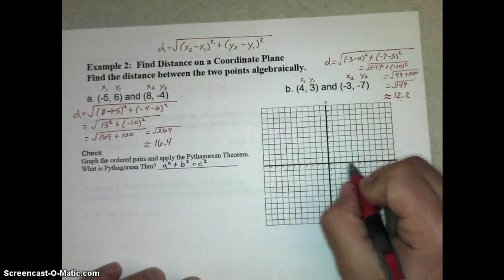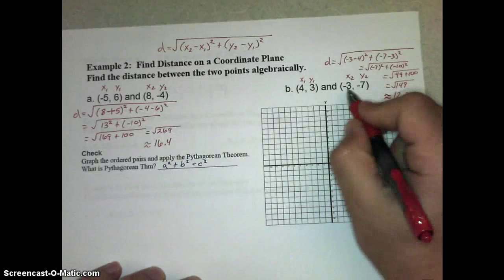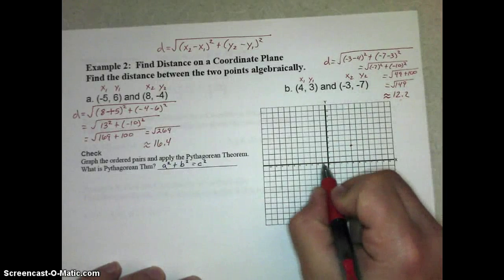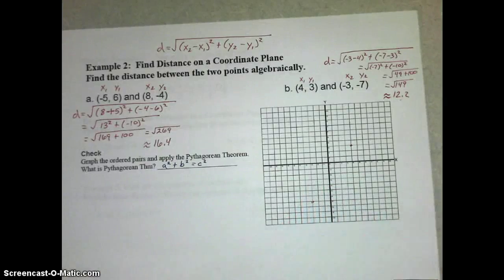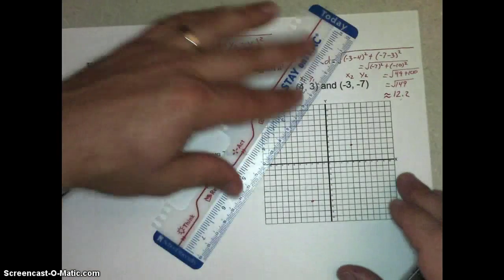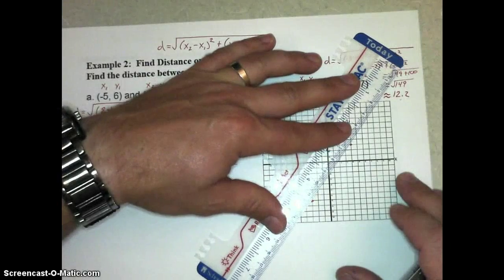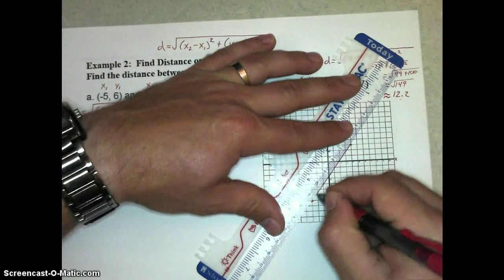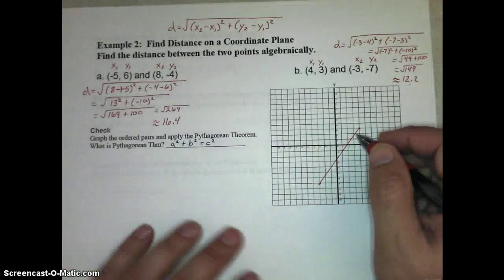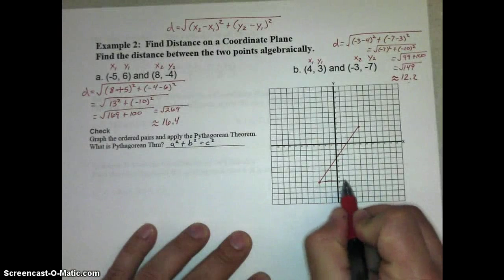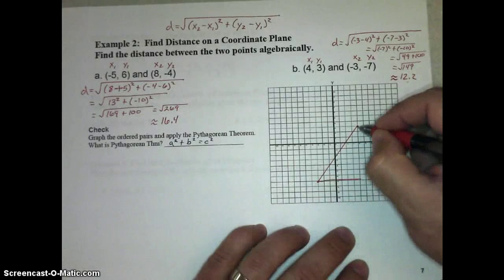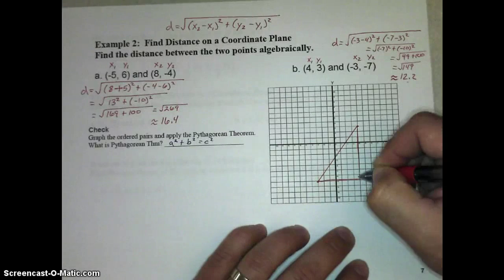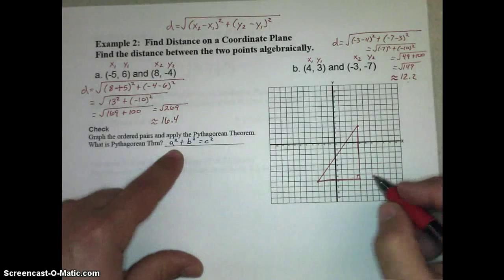4, 3, we go over 4, up 3. Negative 3, negative 7, we're going to go back to negative 3 and down to negative 7. And then we're going to use a straight edge to graph that line. And this segment that we are graphing here, if I just stop at those endpoints, is actually the hypotenuse of a right triangle, where the horizontal difference is one leg and the vertical difference is another leg. Since I have a right triangle, the Pythagorean theorem applies.